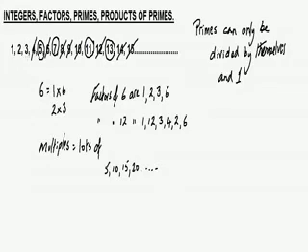3, only 1 and 3 go into 3, so 3 must be prime. 2 is an interesting one. Well, in my world it's interesting. Only 1 and 2 will go into 2, so 2 is prime. Now 1 is not prime because 1 goes into 1 and it goes into all other numbers, so 1 cannot be prime.